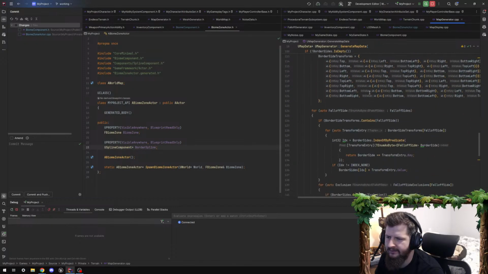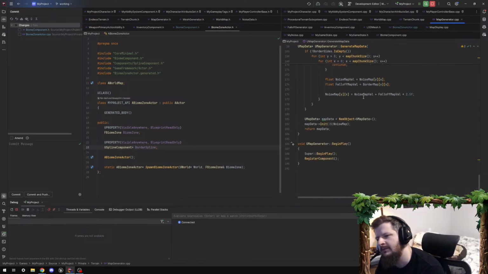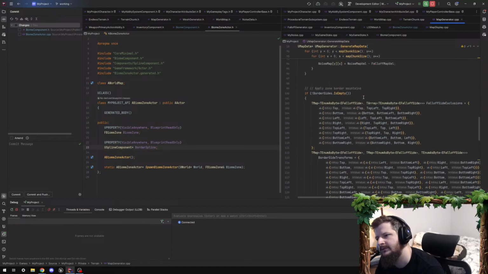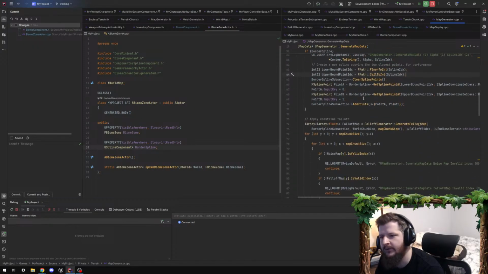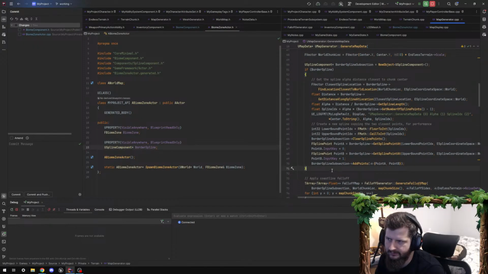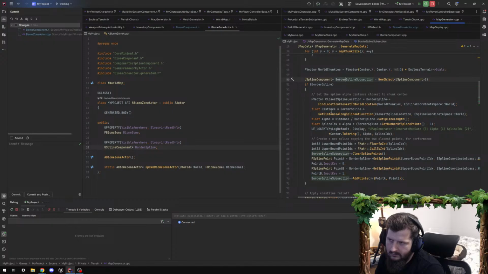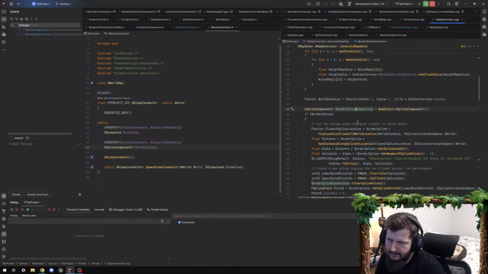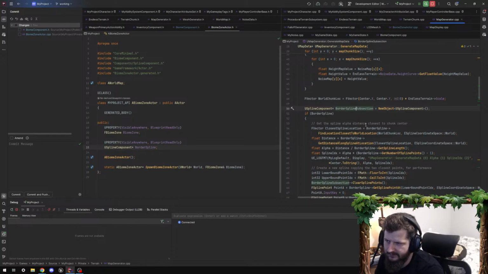Generate map data. Yeah, so I'm still generating my border stuff here somewhere. Yeah, here we go. So I need to, what am I doing? Yeah, I made a subsection to make this more efficient.